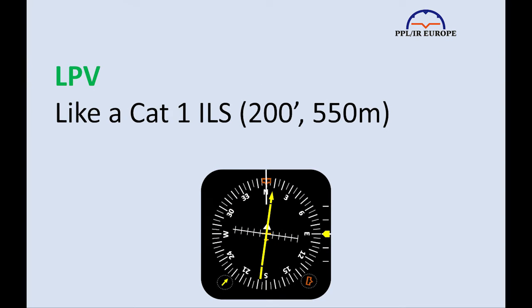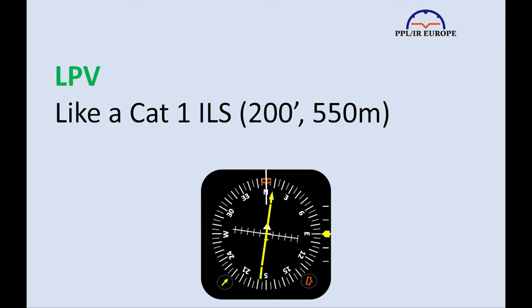Let's start with the best of circumstances, LPV. That means you have approximately the same precision and reliability as the ILS, and that both the approach design and the satellite signal support that. The needles on the HSI or OBS will behave indistinguishably from the ILS, though experience tells us they're actually a little more stable, down to minima as low as Cat 1 ILS, i.e. 200 feet and 550 meters RVR. Nearly, but not quite, all recent and planned approaches are LPV.